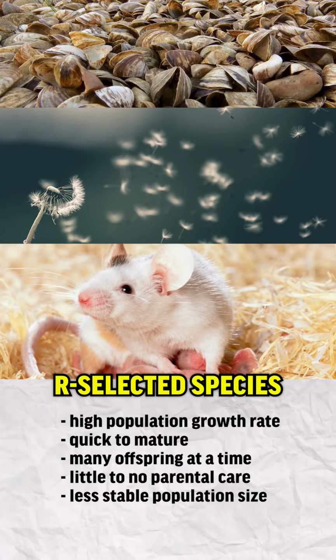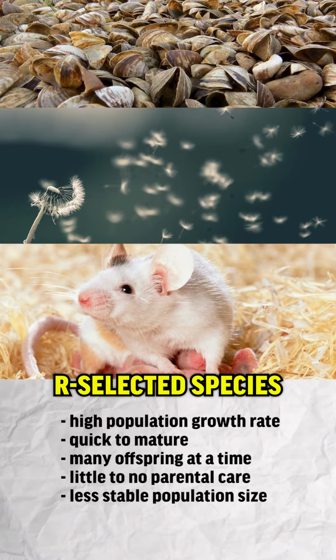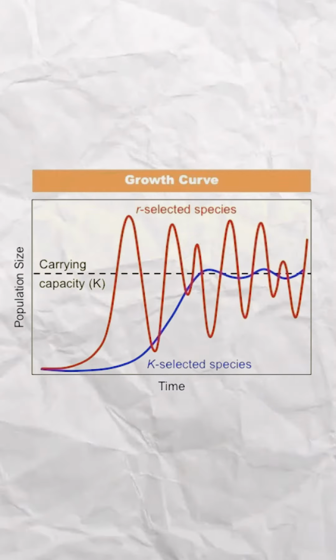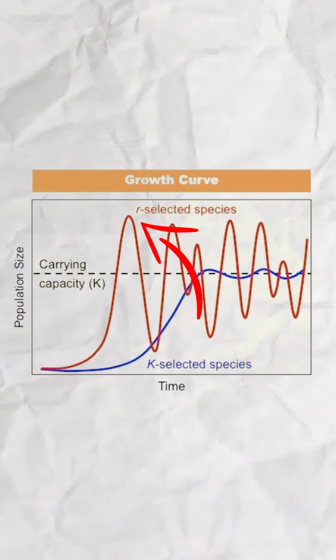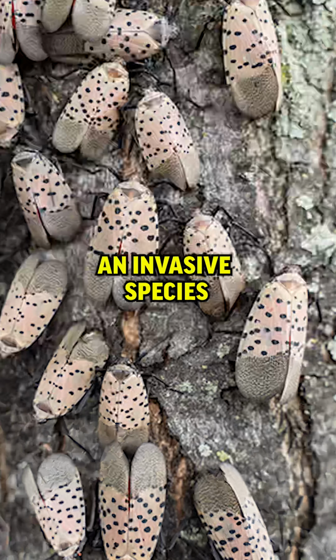R-selected species, on the other hand, have a very high population growth rate due to early sexual maturity and a high number of offspring per reproductive event. They often reproduce frequently throughout life, which makes their population sizes less stable and more susceptible to large swings. Because they reproduce so rapidly, they often overshoot their carrying capacity and experience die-offs. And this rapid rate of reproduction also makes them more likely to become an invasive species if they relocate to a new ecosystem.